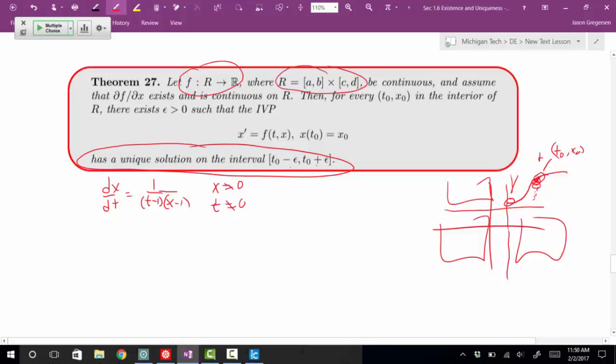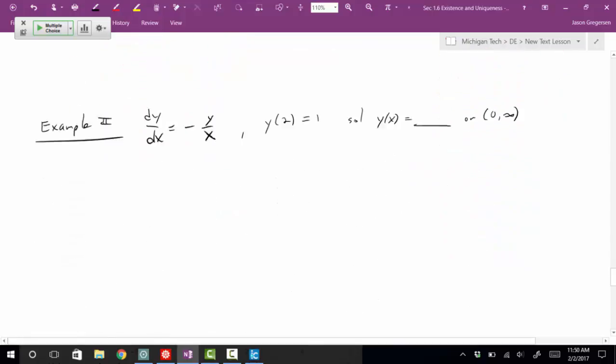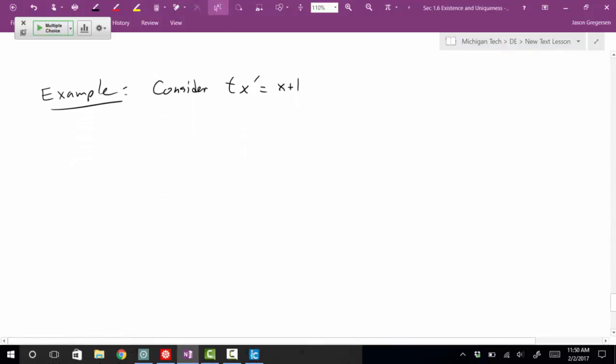And so the whole purpose of this formal statement is just to justify that if I'm inside of the rectangle, I can guarantee there's a unique solution that passes through it, but it is restricted to that rectangle, right? And so I can't extend it across these discontinuities. All right, what does that really mean? Solve that differential equation. Find the solution of that differential equation.